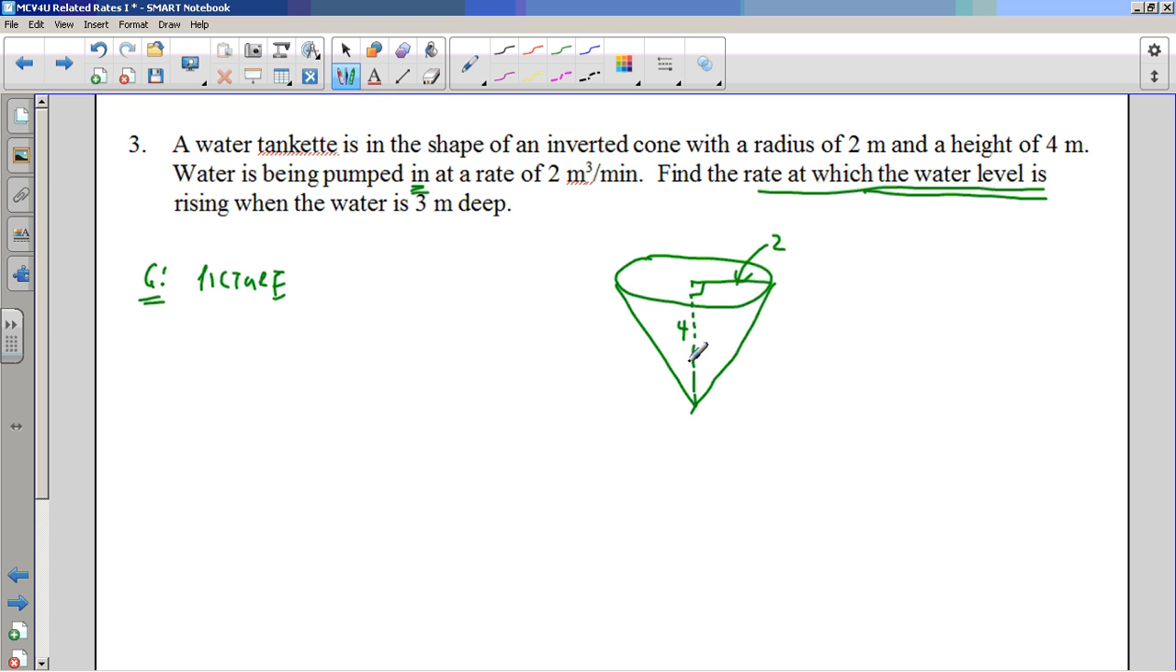And water is being pumped in at a rate of 2 meters cubed per minute. So the water is going in like that. That's volume, right? dV/dt is equal to 2. Okay, what's required?